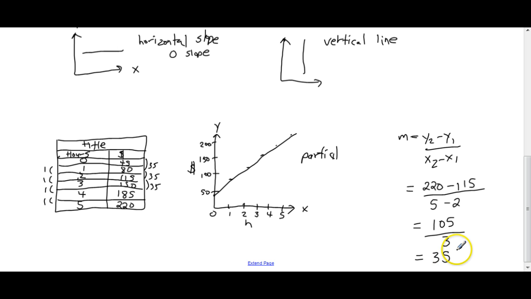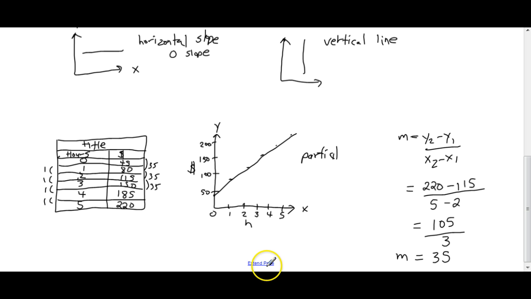And you'll notice that the 35 here is our slope, and notice how it also corresponds to how much money he was making per hour, because this is a 1 over here. So if I take 35 divided by 1, because it's constant, it shows my slope. So my slope is just 35.